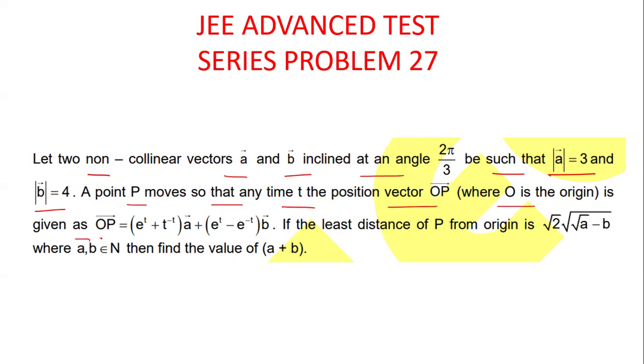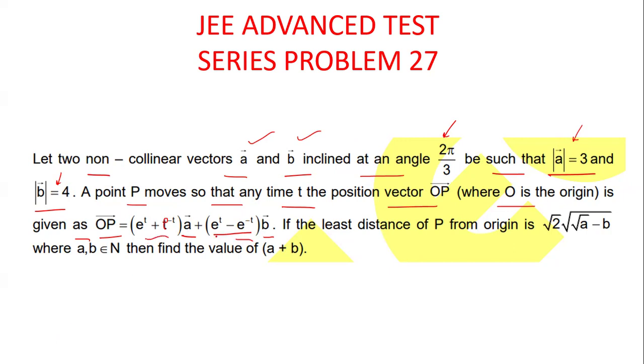A point P moves so that at any time t the position vector OP, where O is the origin, is given as OP vector equals e power t plus e power minus t multiplied by a vector, plus e power t minus e power minus t multiplied by b vector. So this is the OP vector which is formed by the combination of a vector and b vector. In the problem, the lengths of a and b and the angle between them are given, and we are forming a new vector OP.